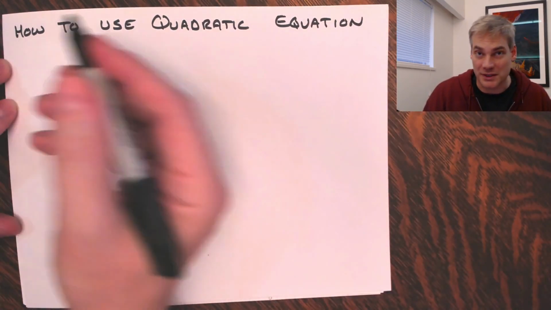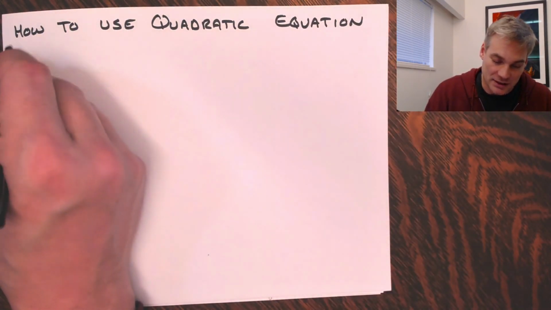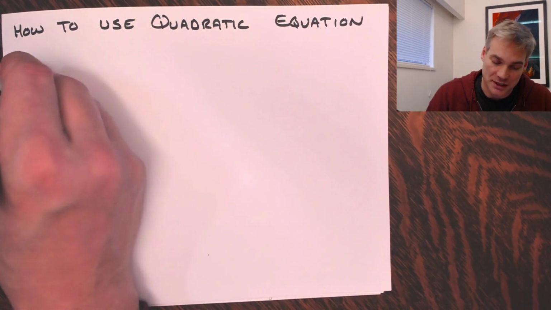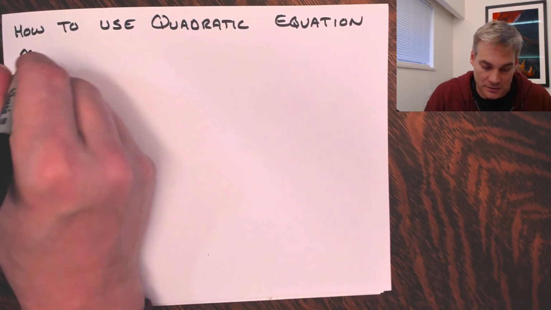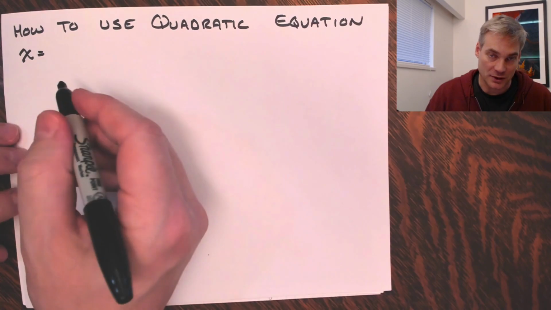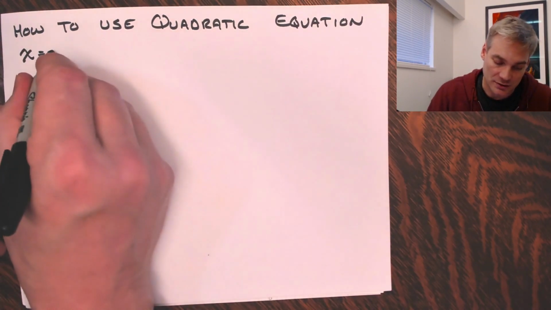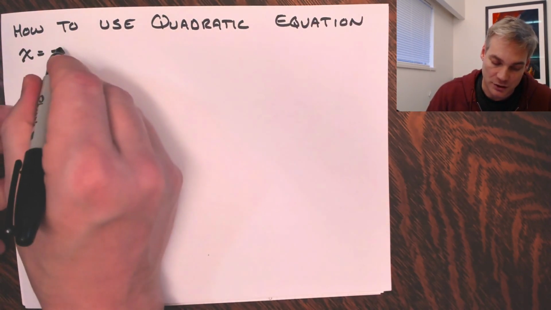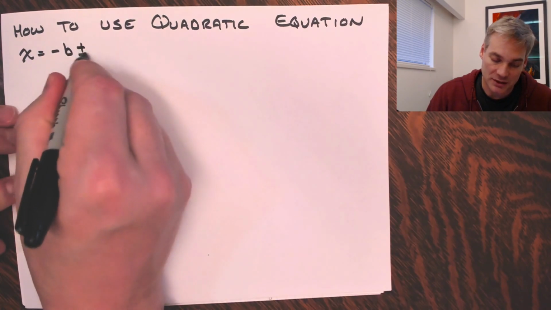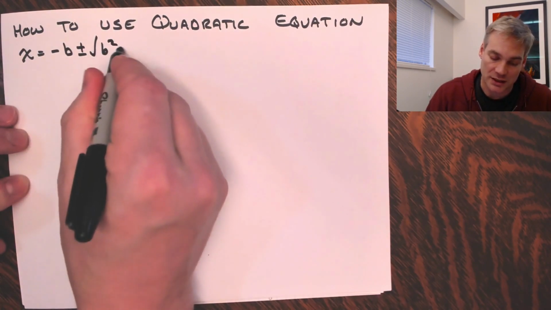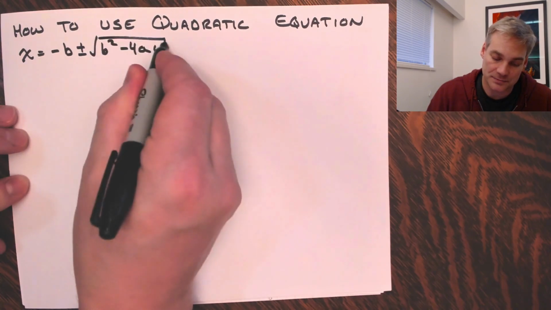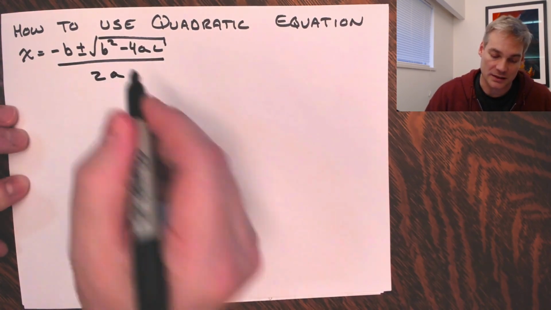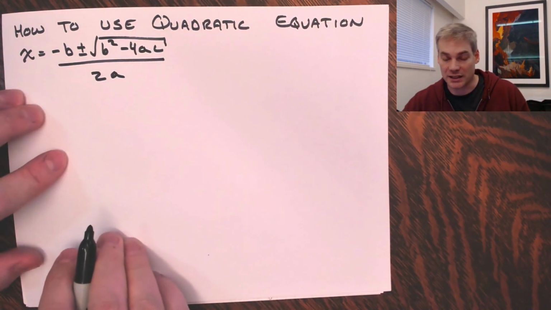Okay, so first, what is the quadratic equation? It is an equation that we use to find the roots of a quadratic function. So, we've solved x in terms of all the constants. Well, they're not constants, the coefficients. Negative b plus minus the square root of b squared minus 4ac all over 2a. That is the quadratic equation.